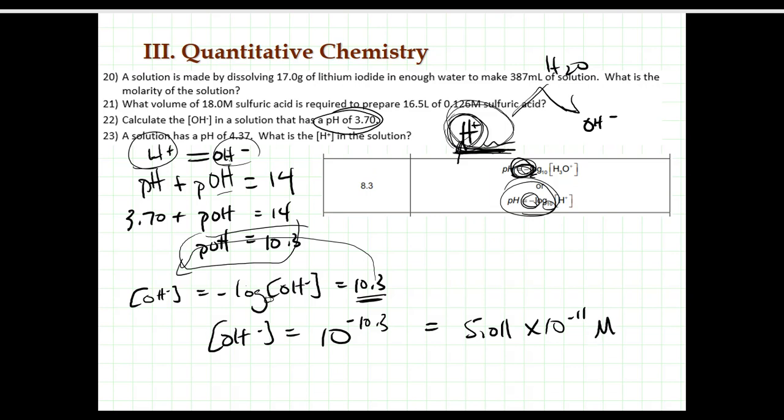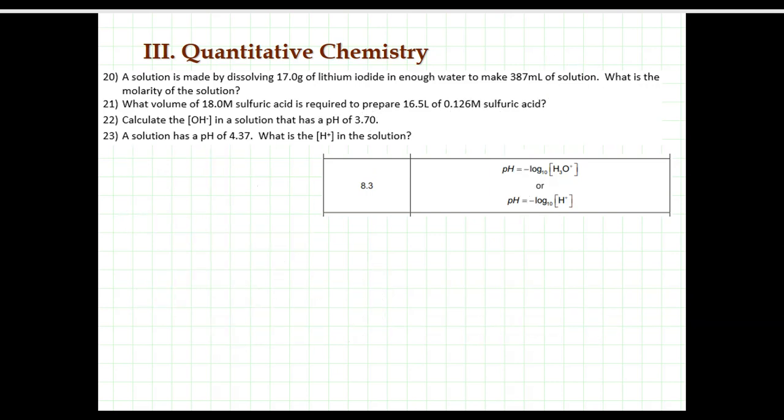Good-ish? Yeah? Maybe? This one might be a little fuzzy. This is hard stuff. So again, if you need more, let me know. We're going to do number 23. This is actually easier because I don't have to find the hydroxide piece. We just need to find the hydrogen piece.